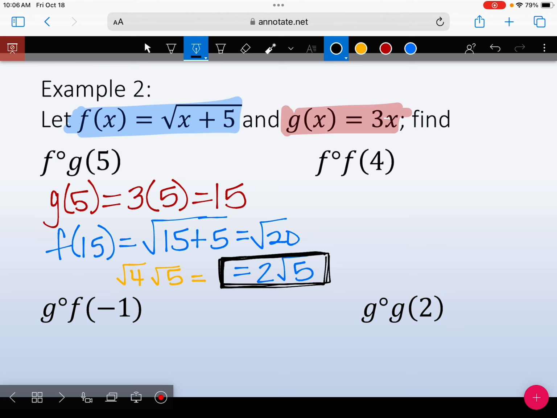Now let's look at f of f of 4. I'm going to use the f function twice. I'm going to start with, again, the closest function. It's the same function, but f of 4 is closest to my input. So when I use this function, I have that f of 4 equals the square root of 4 plus 5, which is the square root of 9, which gives me 3.